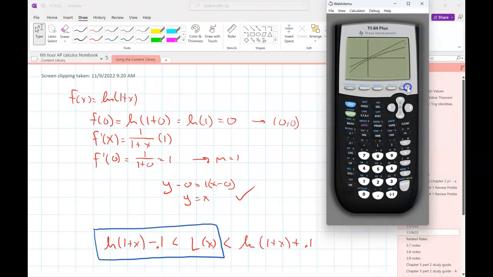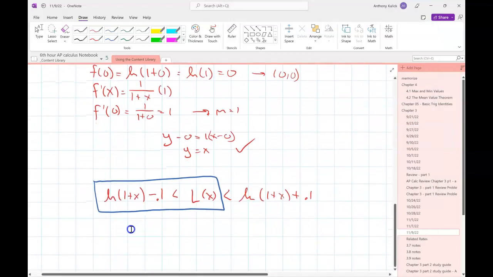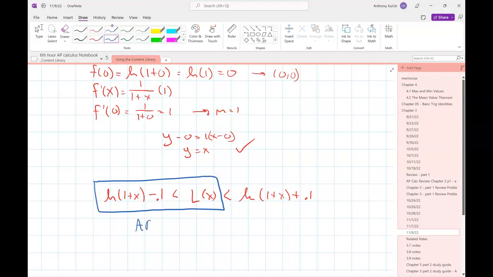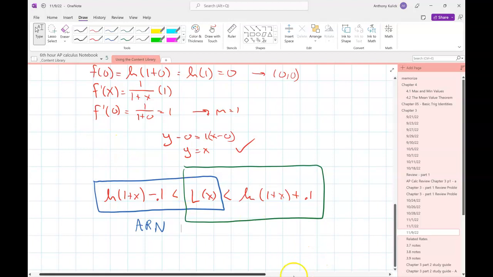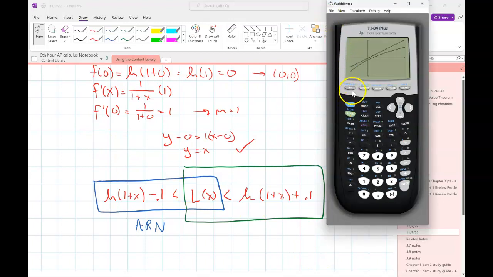So this curving one is the logarithm, and then that's just y equals x. And I noticed that for all values of x, my linearization is bigger than the low end of my error range, right? So that's true for all real numbers. So that part's always going to be satisfied. Now let's look at the other end of it and see if there's any problems there.